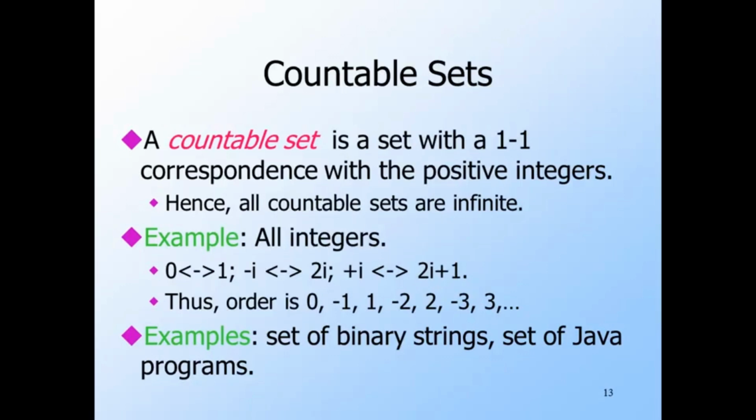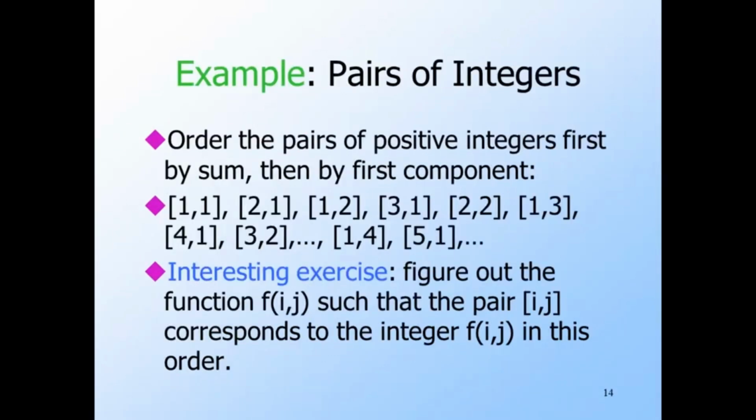Many of these integers represent flawed Java programs, things that don't compile, but that is not important. The important thing is that every working Java program has a unique integer. A rather surprising point is that pairs of integers can be put in one-to-one correspondence with the integers themselves.